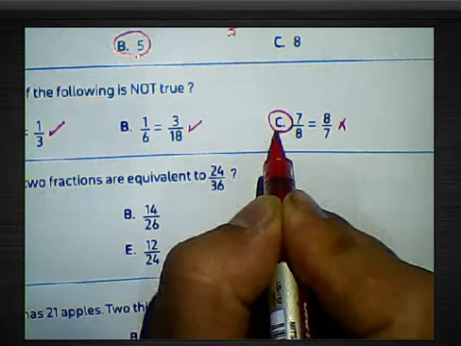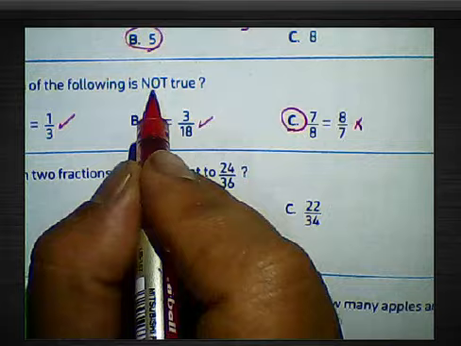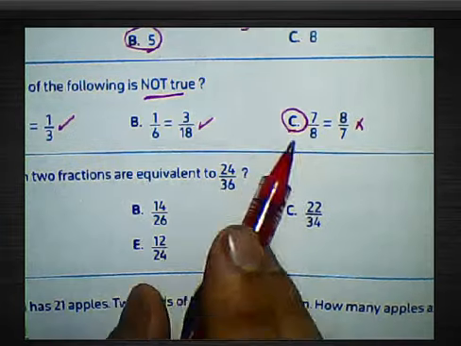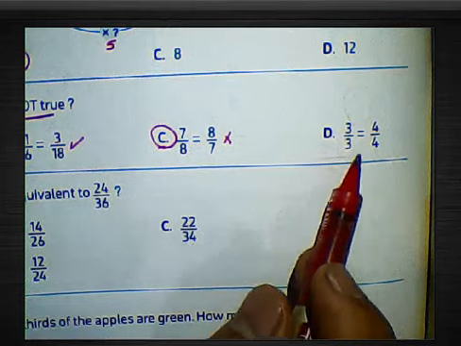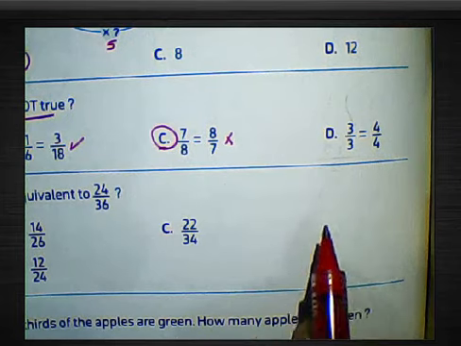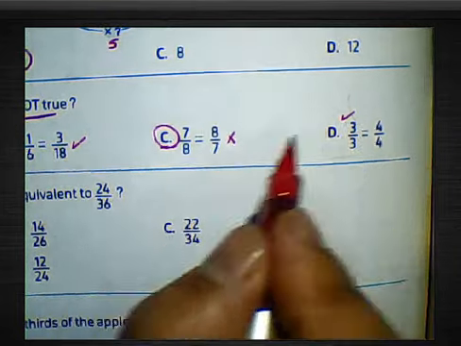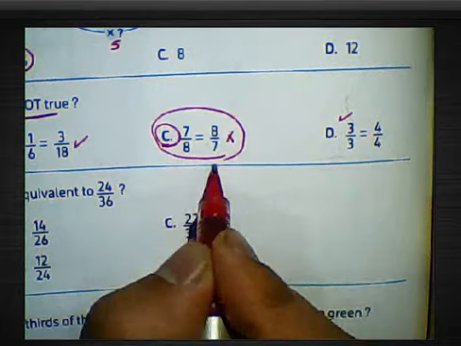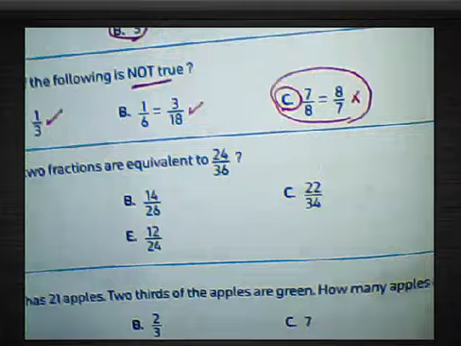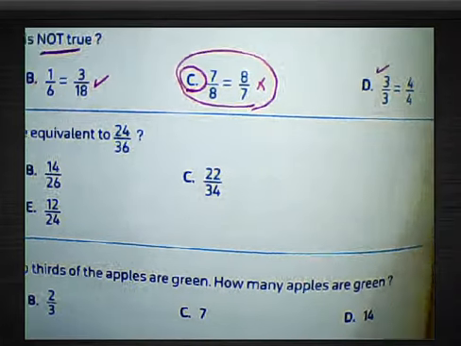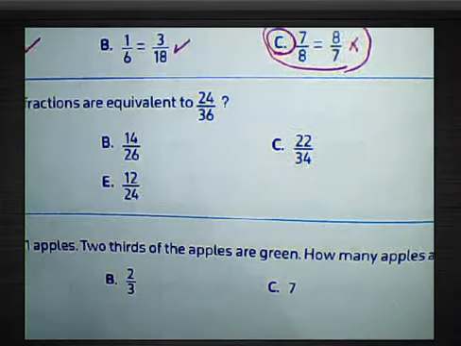So we must choose letter C because he asked about not true. Not true, letter C. And what about letter D? 3 over 3 equals 4 over 4 equals 1, so it will be true. You must choose letter C for this example because he asked about not true. Okay, next question.